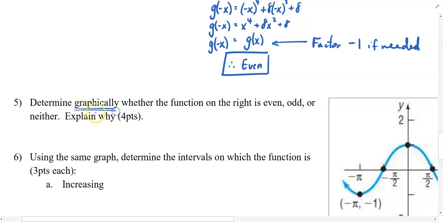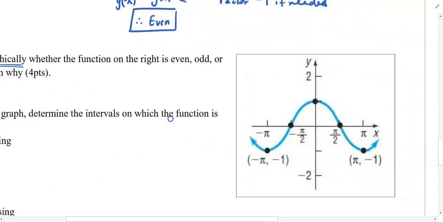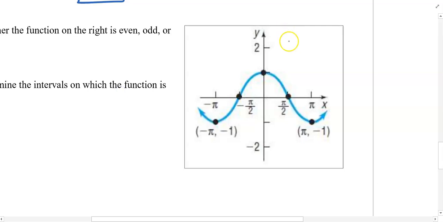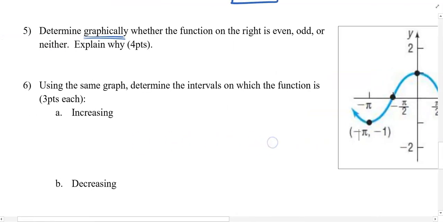Now, if we have a graph available to us, or if we had a calculator available to us, we might try graphing the functions to determine whether the function's even or odd. In this case, we have to remember our symmetry, and this appears to have reflectional symmetry about the y-axis. So every coordinate that exists over here has a mirror copy on the other side, and vice versa. So because of that mirror symmetry, I think we would call this function even as well.